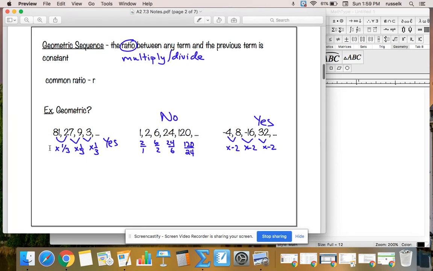So we can see if we multiply by 1/3 here, that will get us to each term. So yes, that's geometric. In this one, we multiply by 2, then we multiply by 3, then 4. So even though there's a pattern, we're not multiplying or dividing by the same thing each time. In this one, just note that if you multiply by a negative each time, it will switch. So this is geometric because we're multiplying by a -2. So it's switching back and forth between positives and negatives, but that's okay.